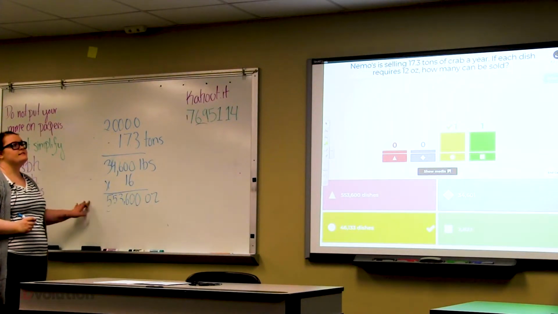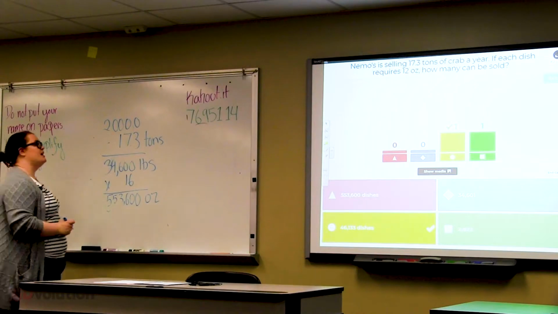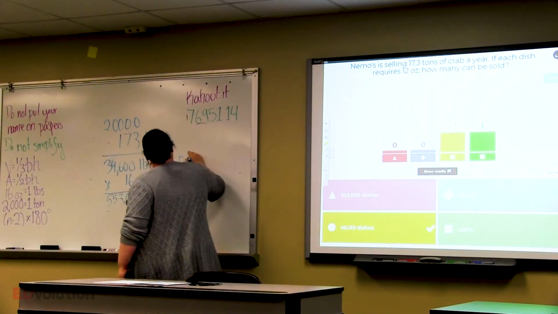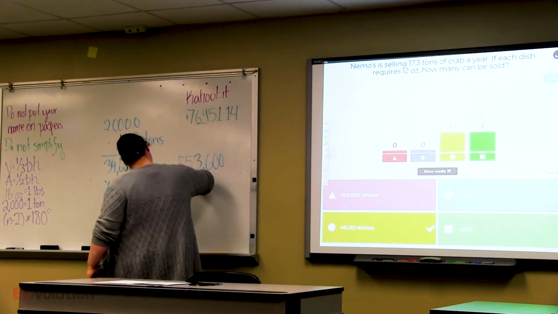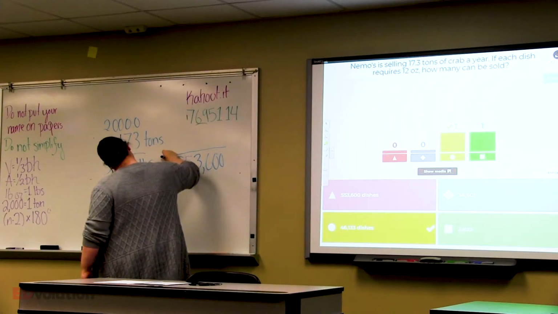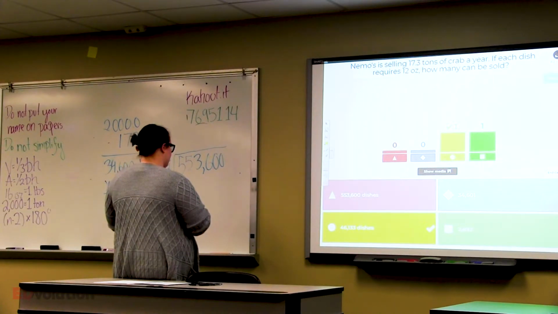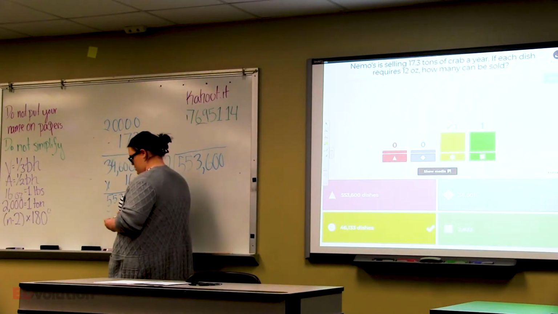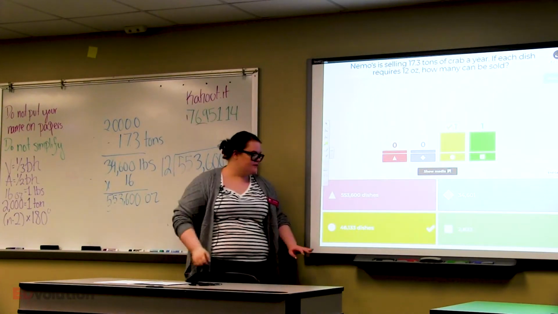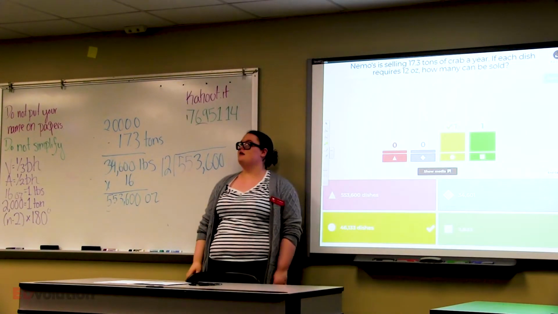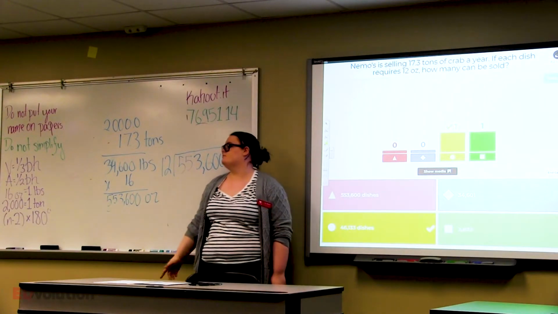Okay, so we found how many ounces of crab a year they sell, but now we're trying to find out how many dishes this is. So we're going to have to divide this by the number of ounces it takes to make a dish, which is 12. And that should equal 46,133 dishes. If there is a decimal that went past that, you would cut it off at the one before it because you can't serve half a dish to someone.